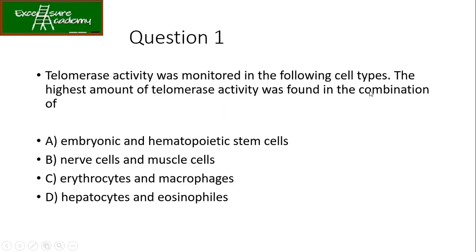So your first question is, telomerase activity was monitored in the following cell types. The highest amount of telomerase activity was found in the combination of dash. So guys, what do you think? What will be the answer? A, ma'am. Everyone is saying A. Tanvi, what is your answer? I said A. Okay, so the correct answer is A, embryonic and hematopoietic stem cells.